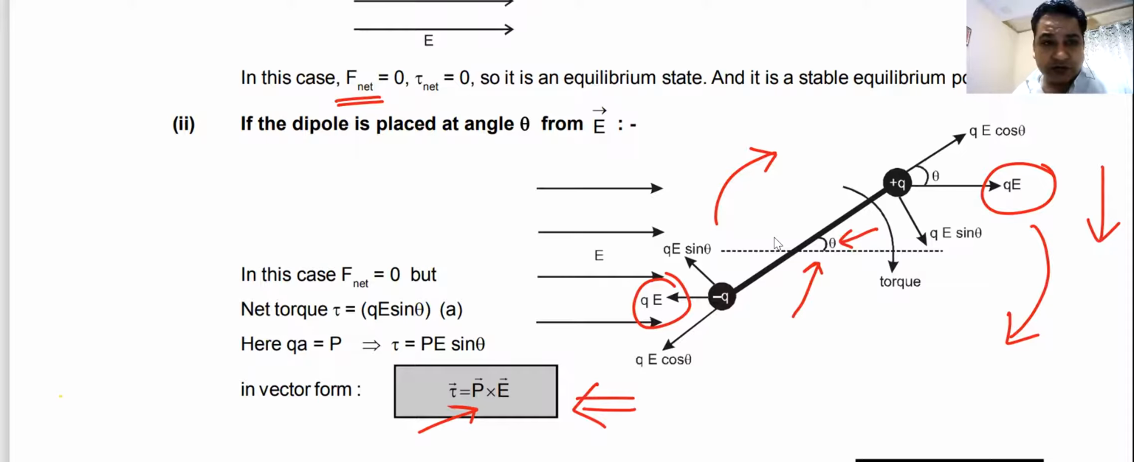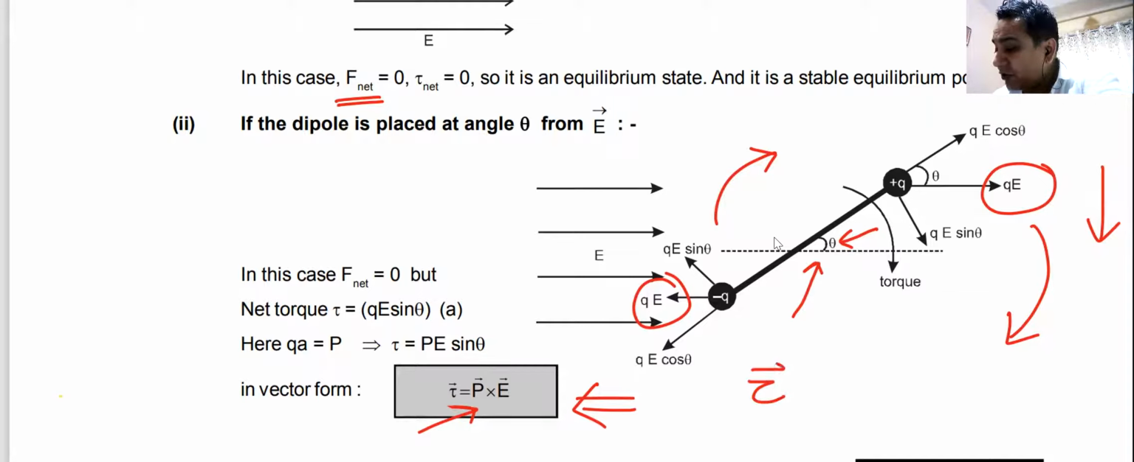will be used in the magnetic loop case, a current carrying loop placed in a magnetic field. It will also experience torque. It will not experience force on that magnetic loop. Current carrying loop force will be zero, but torque will be M cross B, where M is the magnetic dipole moment and E would be the electric field here, magnetic field there.